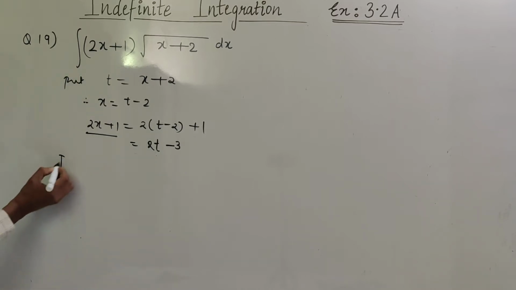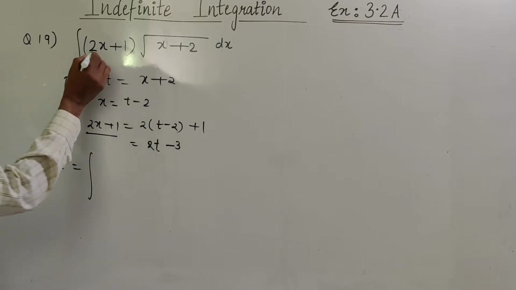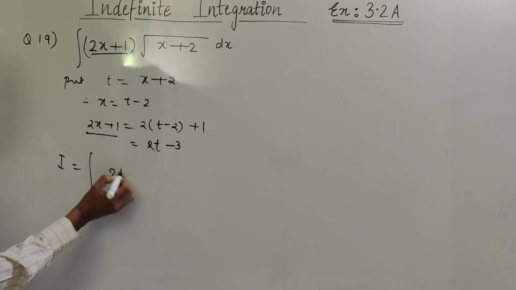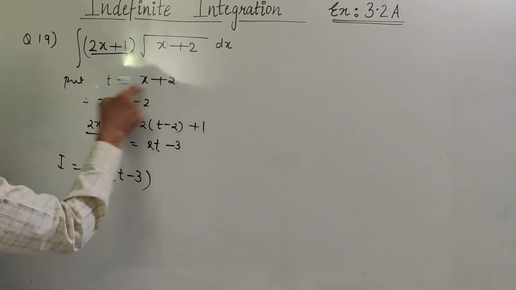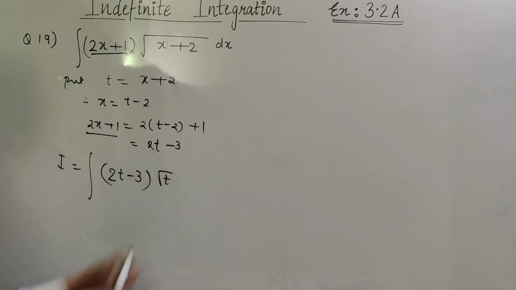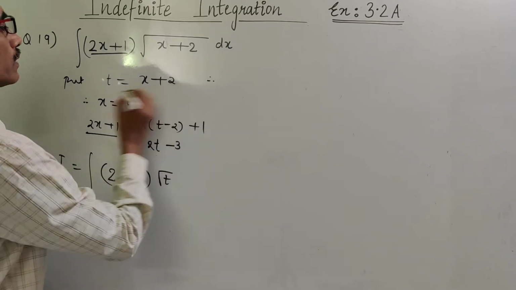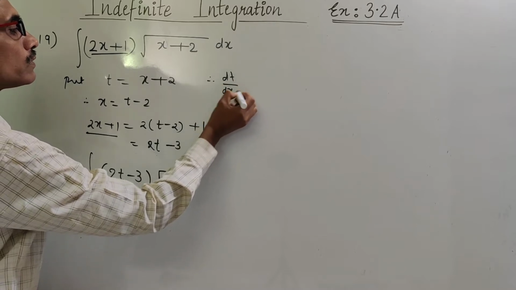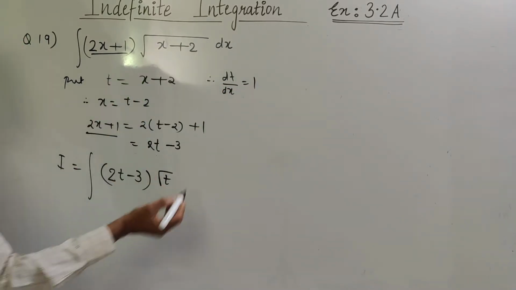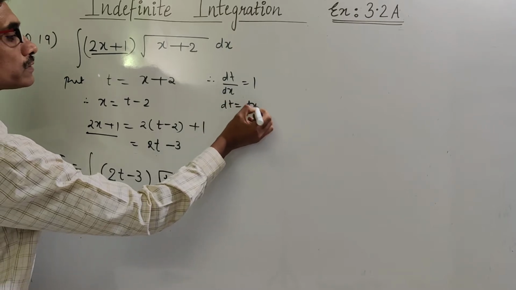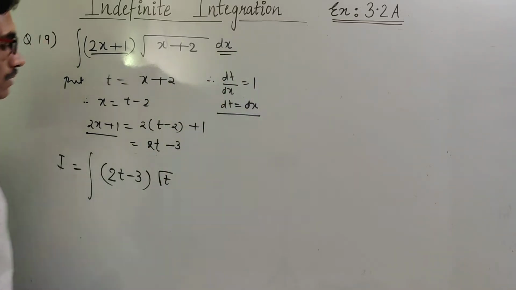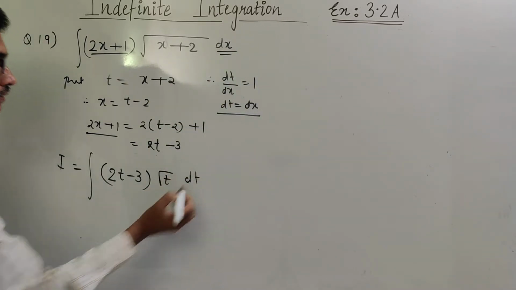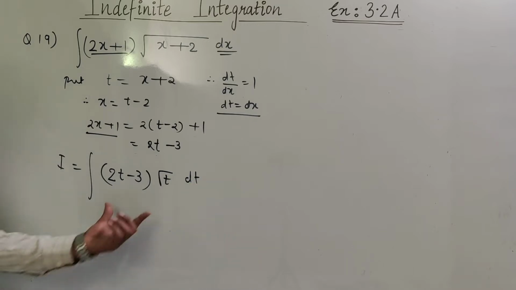Then इसमें substitute करेंगे आप integral of 2x plus 1, that is equal to 2 times t minus 3 into root of x plus 2. x plus 2 is t, so it will be root of t. Then dt by dx is equal to 1, derivative of this, so that dt is equal to dx. So dt is equal to dx, so that means in place of dx आपको substitute करना है dt, so that the whole integrand is in terms of t and we are integrating with respect to t.